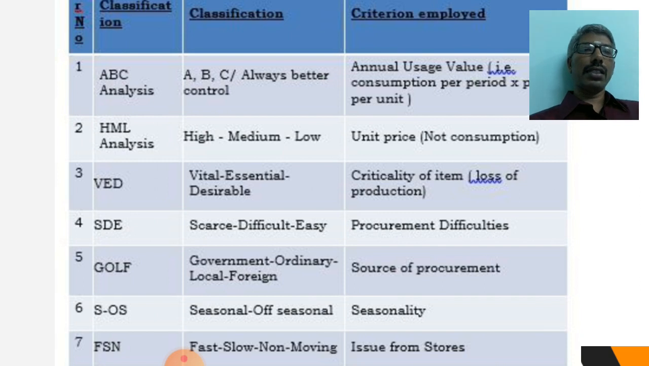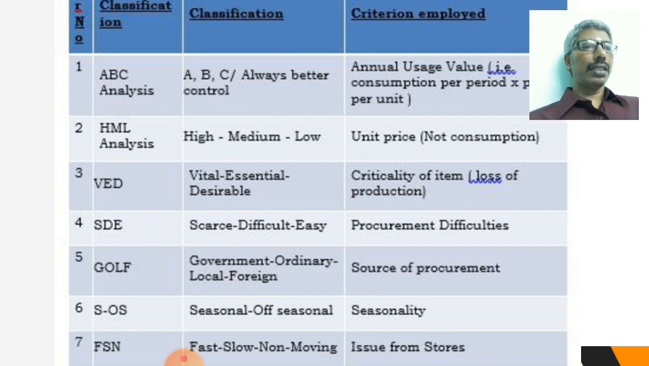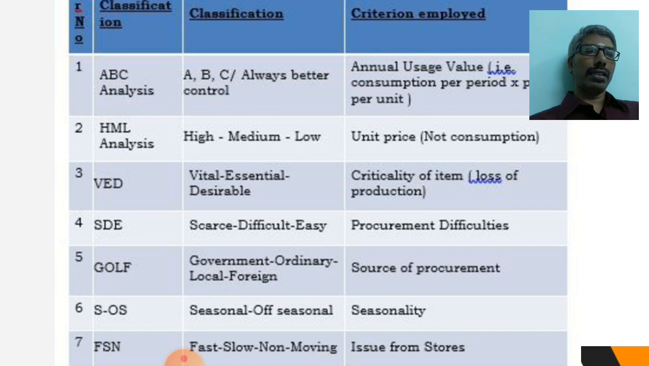And VED analysis, vital, essential and desirable. Okay, here the categorization is based on the criticality of the items, that is the importance of those materials to the production process. Then SED, otherwise called SDE, that is scarce, difficult and easy. Okay, this is based on the procurement difficulties.